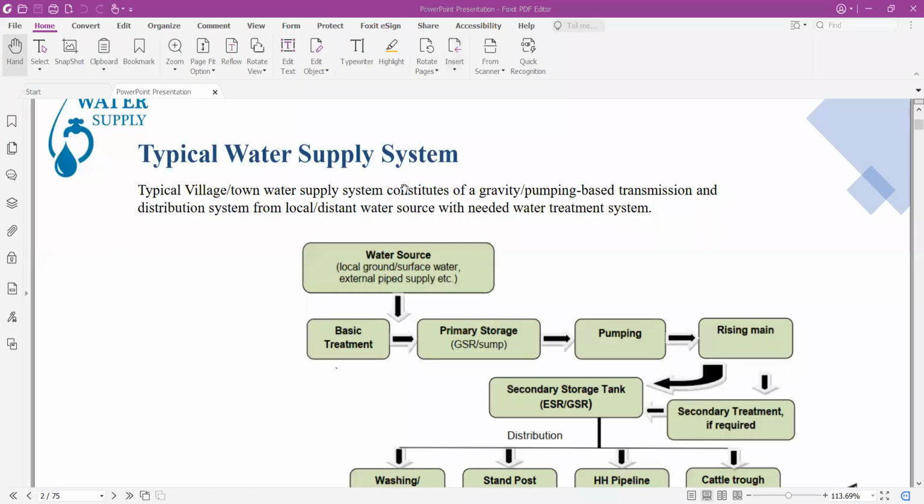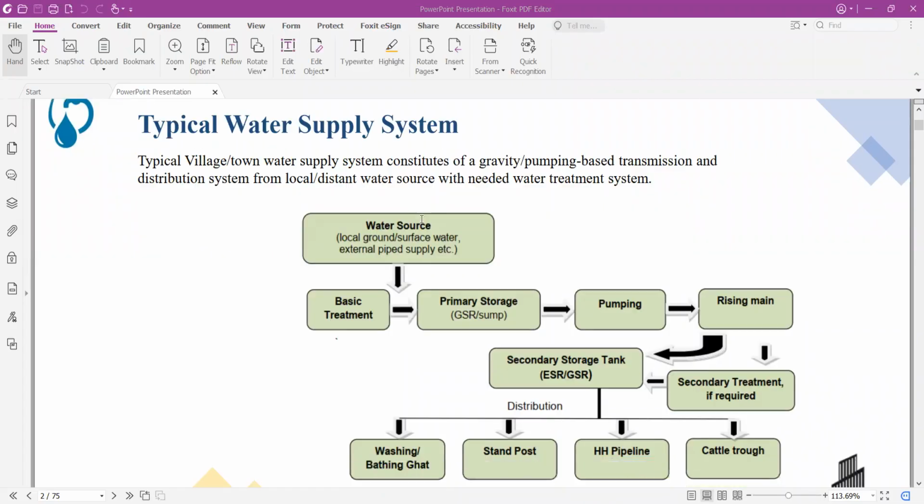So today we will be discussing the typical water supply system, the components of a water supply system, how to plan a water supply system, how to estimate the existing water supply system, and how to find the gap between the existing supply and the demand of a society, community, or a village system.